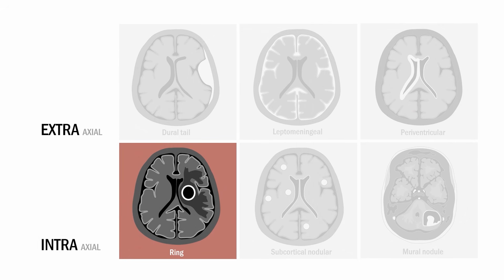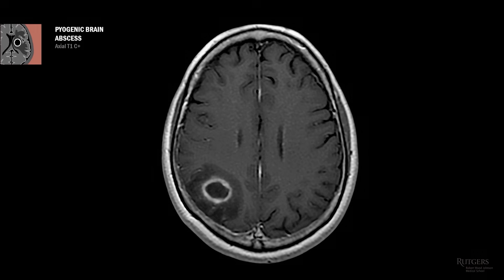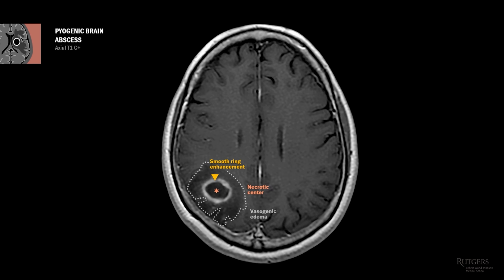Next up, a medical student favorite, ring enhancement. Ring enhancement generally implies a lesion with a necrotic center. And your first example is a brain abscess. Smooth ring-enhancing capsule. Necrotic center. Finger-like projections of subcortical vasogenic edema, that is hypointense on T1.